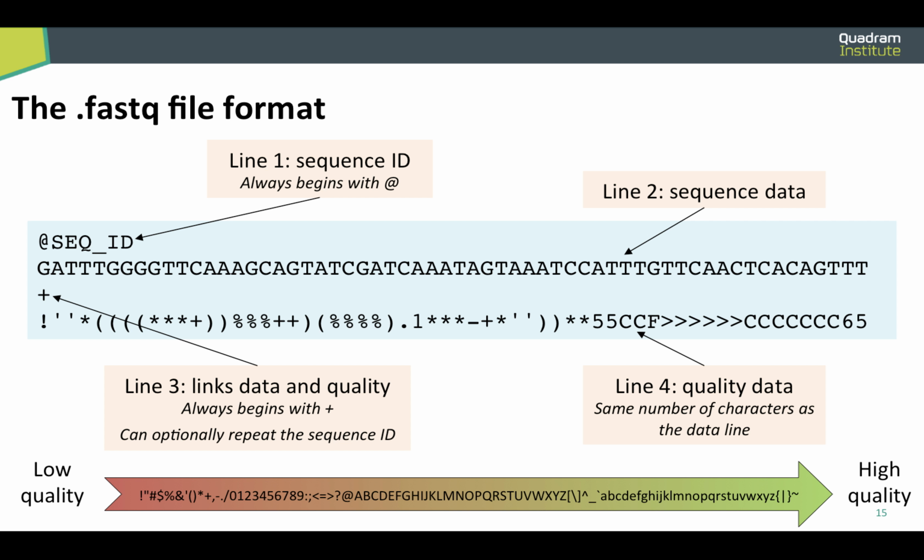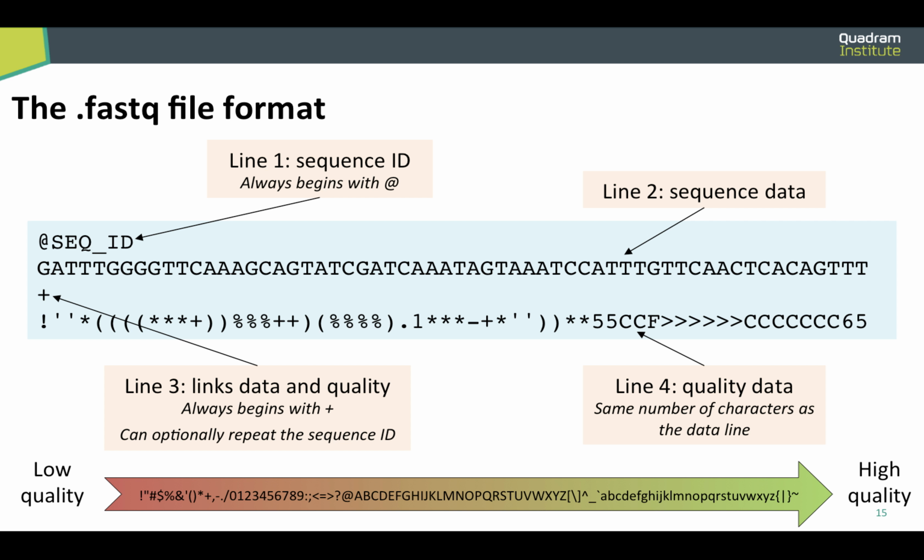The first line is a sequence ID. So it always starts with an @ sign, and then has, in this case, an automatically generated, fairly long string that the machine assigns to each read. The second line is then the sequence data itself. So this is a relatively short amount of sequence, but it could continue way off over here if it's a really long sequence.